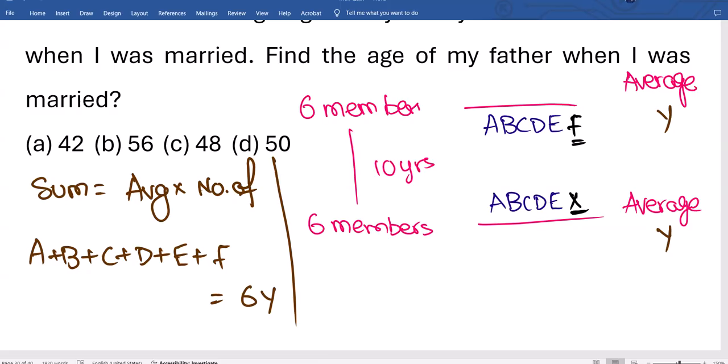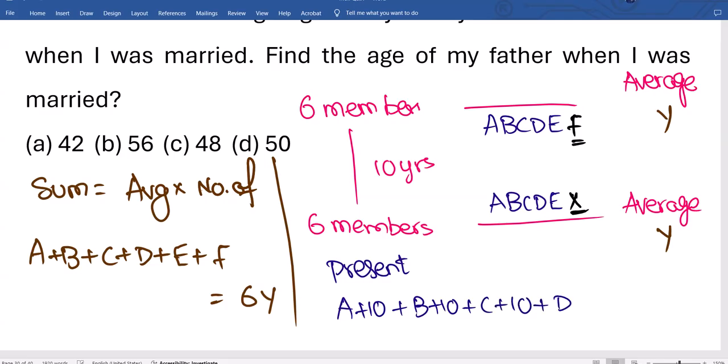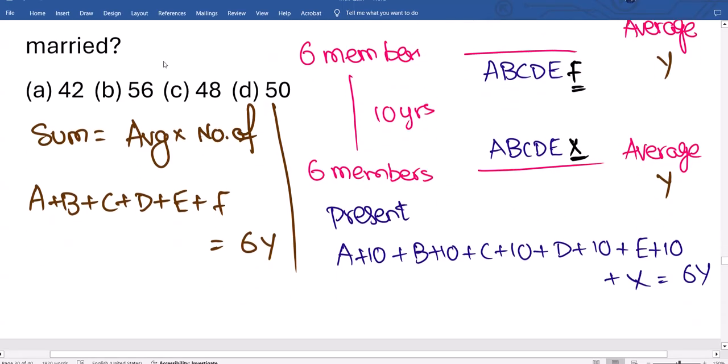That was 10 years ago. Now the present: the present age of A will be A plus 10. Present, what will happen? A plus 10, B plus 10, C plus 10, D plus 10, E plus 10, plus X, must be equal to 6Y. Now I have a baby, so I am not adding 10 for that.